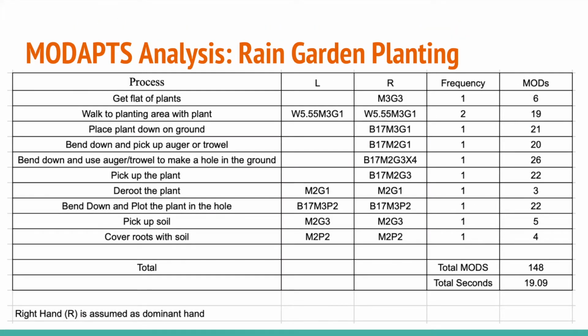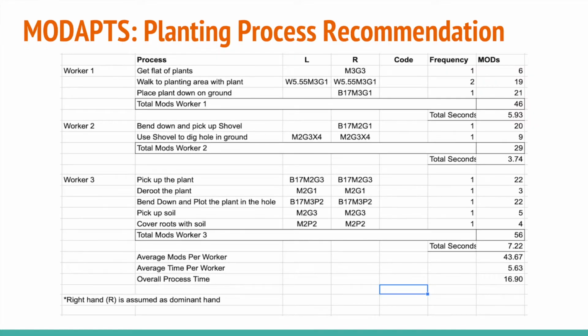For the planting process, we found that the total mods for an individual planting a single plant was 148 with a total time of 19.09 seconds. For a planting recommendation, we suggested the use of a long shovel to dig the holes to reduce the physical strain that would otherwise exist from bending over the planting area. We also suggested delegation of tasks so that the total amount of time and effort exhibited by each person was less, as shown in our MODAPs breakdown.